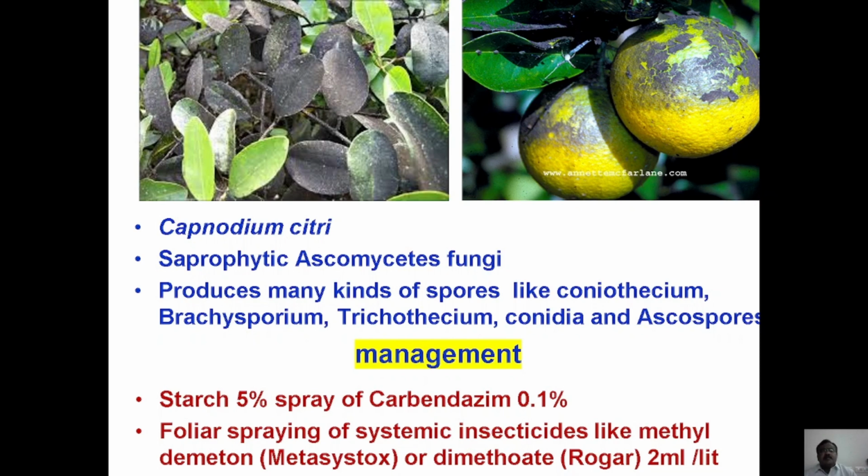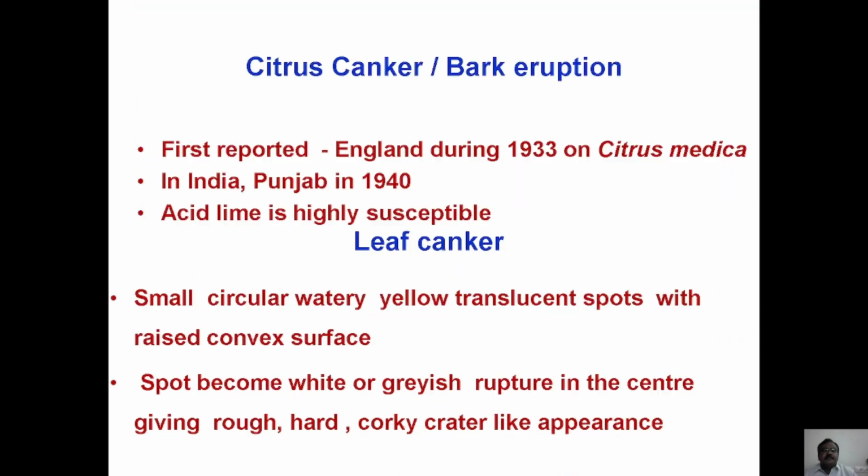Besides, spraying of some insecticides is also recommended, because the salivary secretions of the insects serve as the feed material for the development of Capnodium, and hence you need to control the insect population also by applying pesticides which are effective against sucking pests, like methyl demeton or dimethoate, etc.